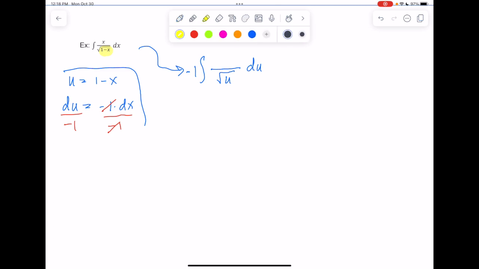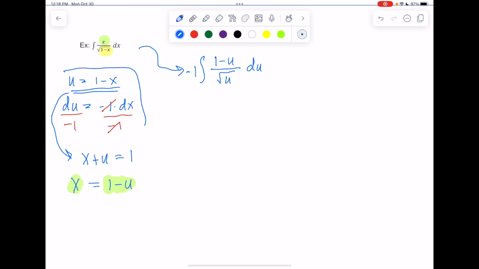The problem is, I have some leftovers. I haven't handled that x, and I can't just write an x there. So what am I going to do about that? Well, I can take this substitution right here, and I can rearrange it and solve for x. If I add x to both sides, I get x plus u equals 1. And then if I subtract u from both sides, I get x equals 1 minus u. And now that x is the same as the x in our numerator, so I can substitute 1 minus u in its place. So that's what I'm going to do right here.